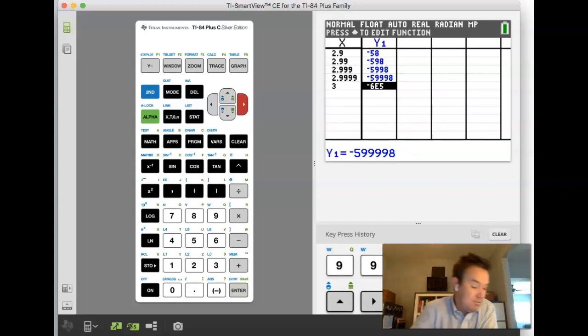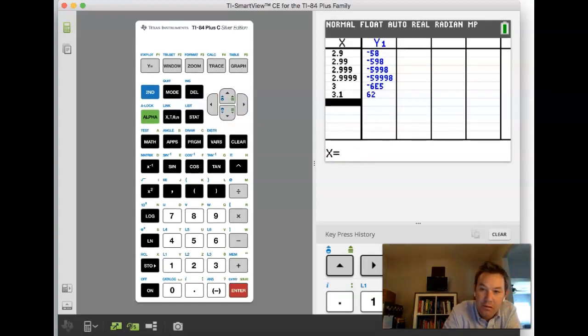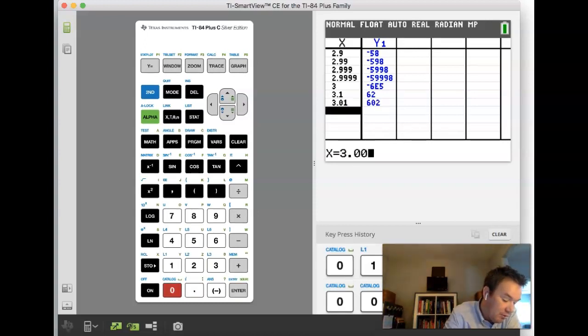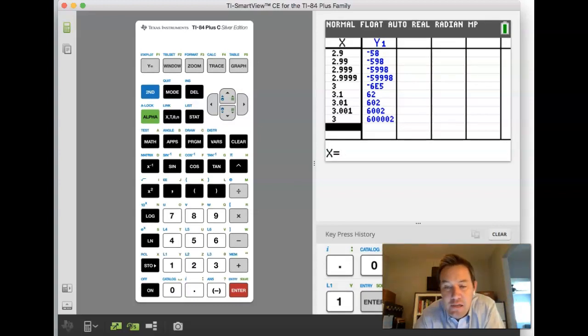All right, so now let's see if it's the same behavior from the right. So I could do like 3.1, 3.01, 3.001, 3.00001. Okay, so the y values are now getting large positive. So it actually has the opposite behavior.